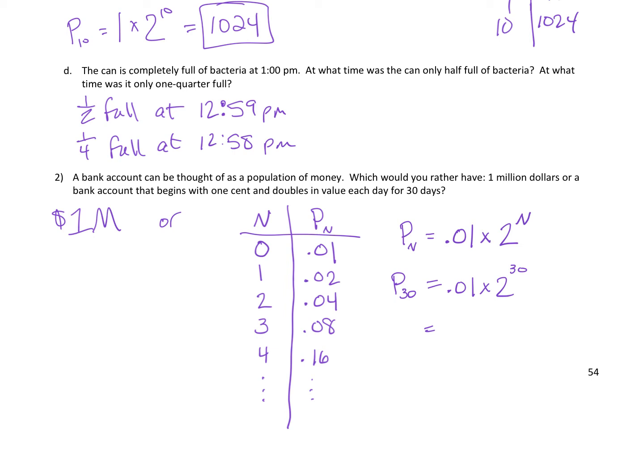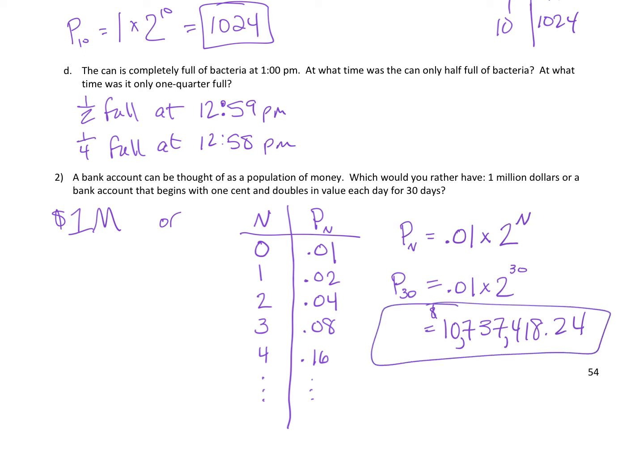So 2 times 2 times 2, 30 times, is a really big number, times 0.01, because the order of operations says do the exponent first. So first you do 2 to the 30th, then you multiply by 0.01, and we get 10737418.24. Wow. So it looks like you end up with over $10 million if you do the one penny that doubles in value daily for 30 days. So I want the bank account. I want the one penny.